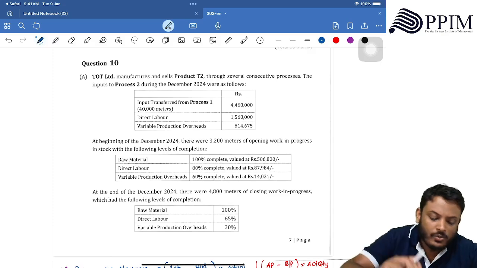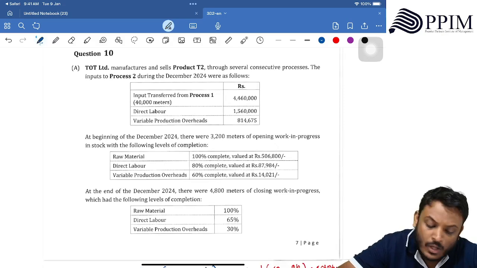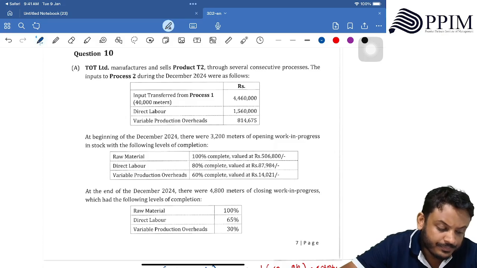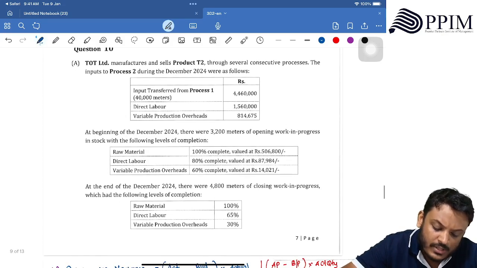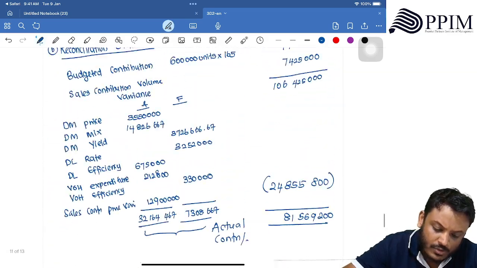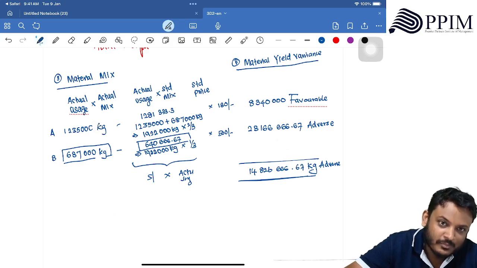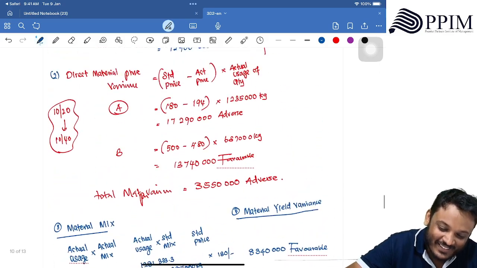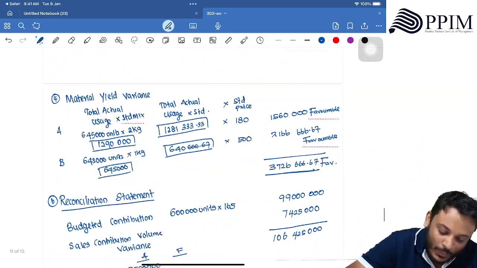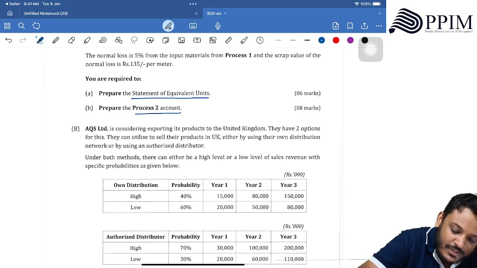Okay. So write down question number 10 here. Total Limited manufactures and sells product T2 through several consecutive processes. The input process 2 is given below. Okay, the details are given. And they ask us to prepare equivalent units and the process account. So let's start this.